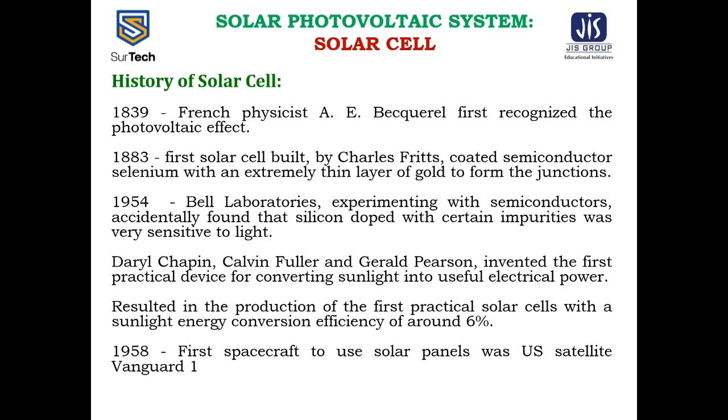In 1954, Bell Laboratories were experimenting with semiconductors. Accidentally, they found that silicon doped with certain impurities was very sensitive to light. Daryl Chapin, Calvin Fuller, and Gerald Pearson invented the first practical device for converting sunlight into useful electrical power, resulting in the production of the first practical solar cells with a sunlight energy conversion efficiency of around 6%. Finally, in 1958, the first spacecraft to use solar panels was the US satellite Vanguard 1.